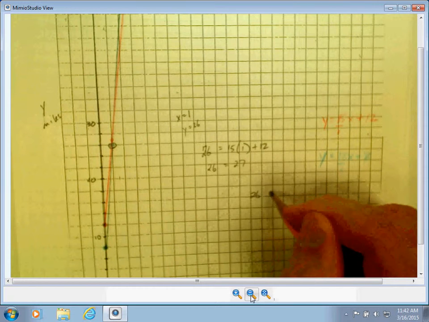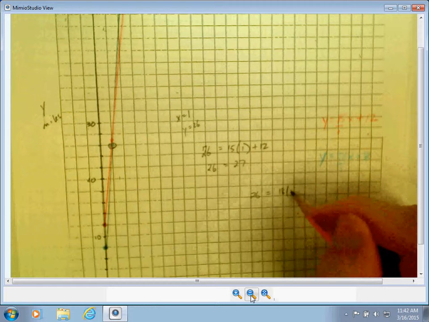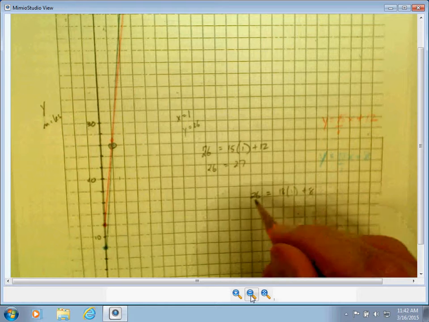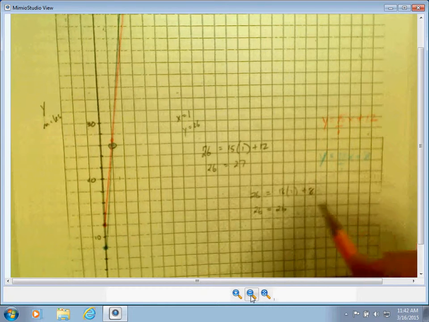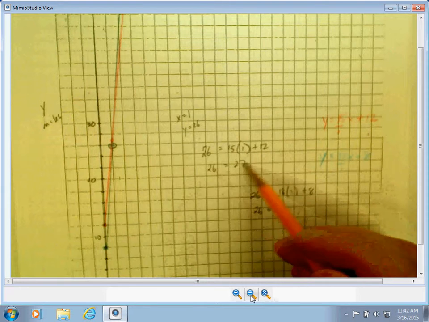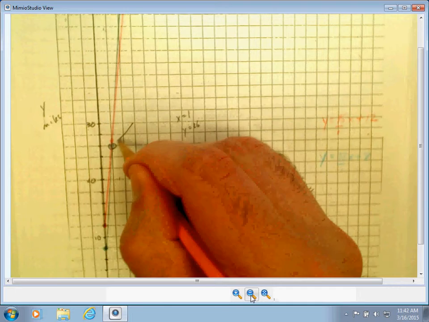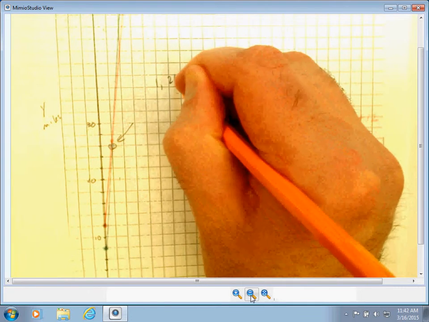Let's see, if we try the other one, it's 26 equals 18 times 1 plus 8. In that case, it's 26 equals 26. So it actually works for that one. So we are off by just a tiny little bit for that point. But it looks like, to me, I would say that is the closest thing you're going to get to a correct answer, 1 and 26.